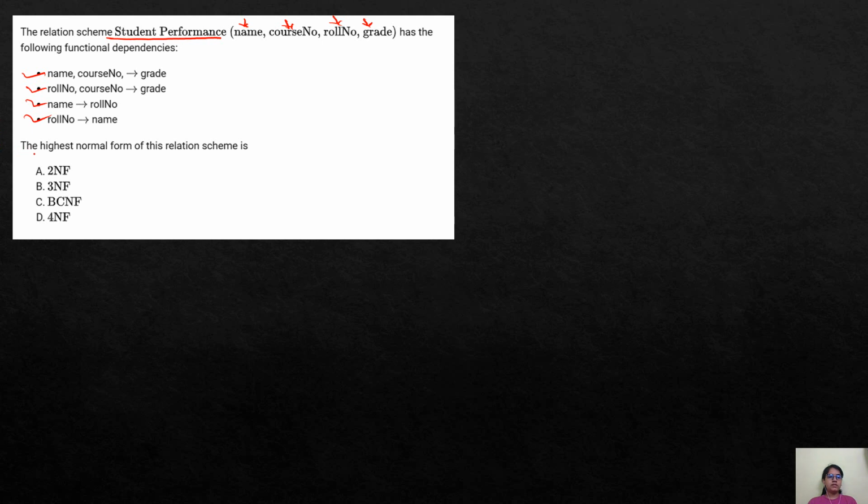So what the question is asking is the highest normal form of this relation schema. So let's calculate it. For this solution, we have to calculate the highest normal form. For that we should know what the candidate key is, what the prime attributes are, and what the non-prime attributes are, because only on the basis of this information can we say which normal form it is.